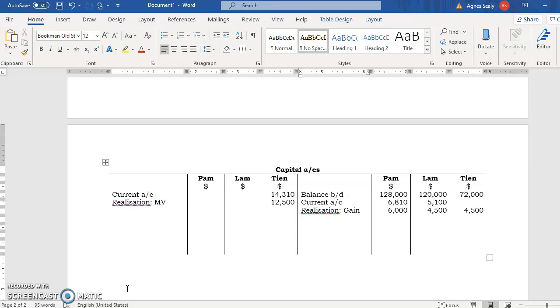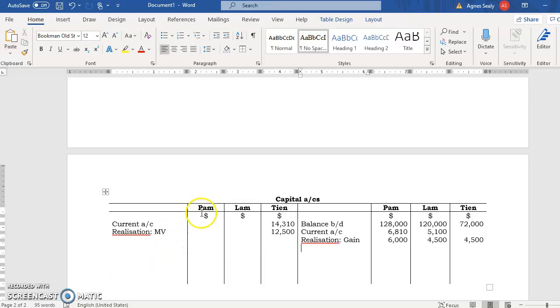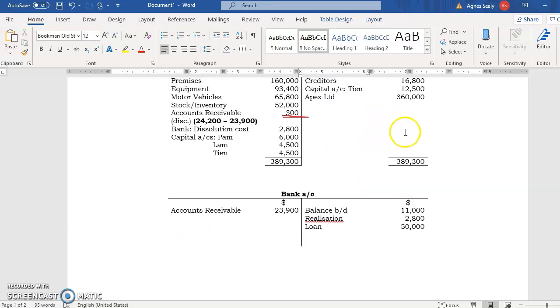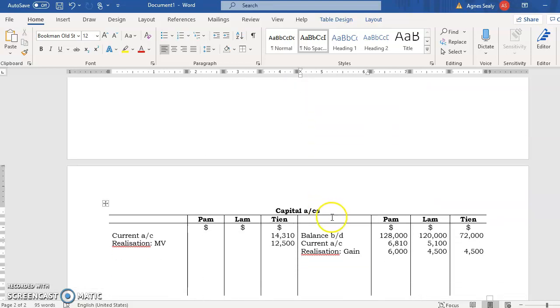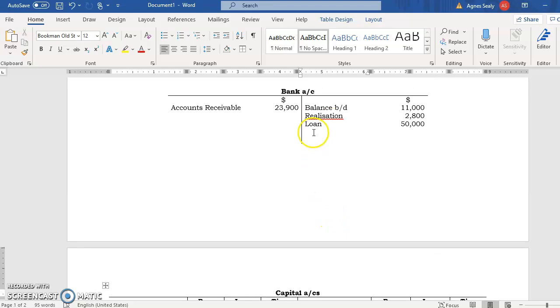In our previous video, we recorded the purchase consideration, or purchase price, that Apex Limited was paying for the partnership. We also recorded the gain on realization for the partners by debiting the realization account and crediting the partners' capital account. And we looked at paying off the $50,000 loan that Pam had lent the partnership, by debiting the loan account and crediting back.